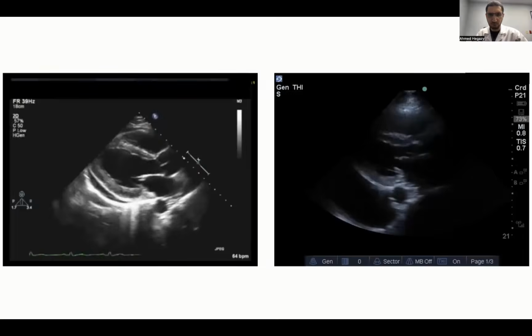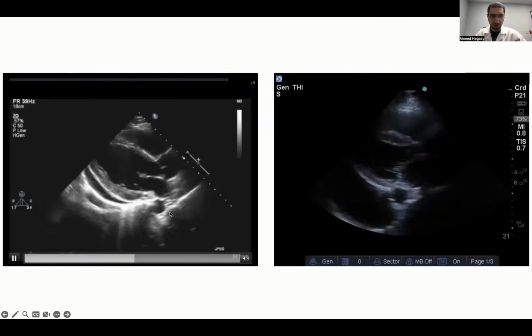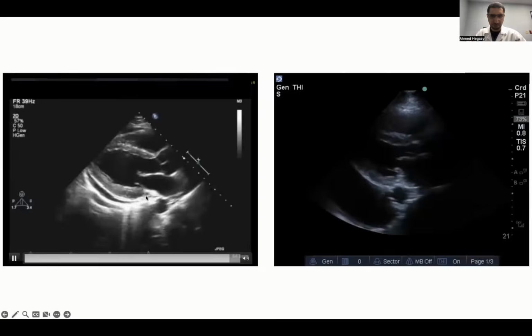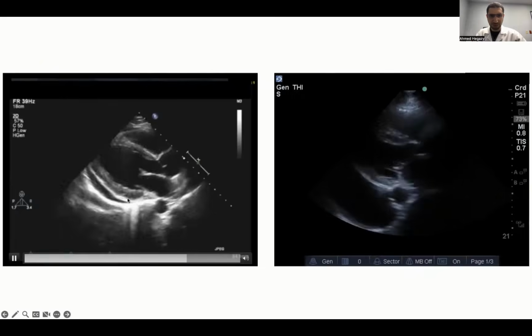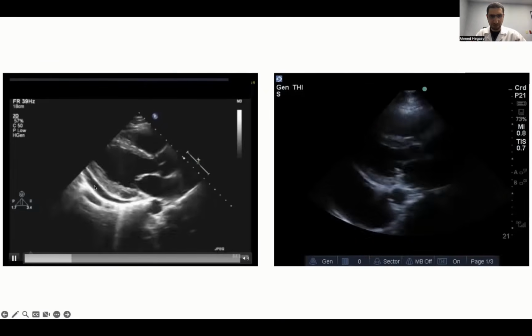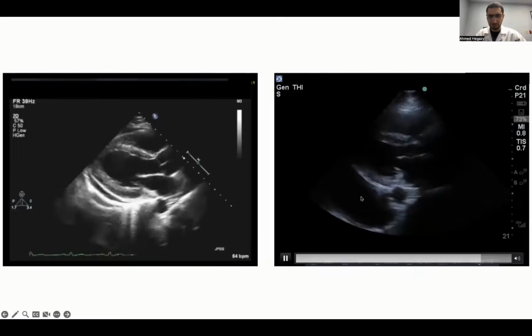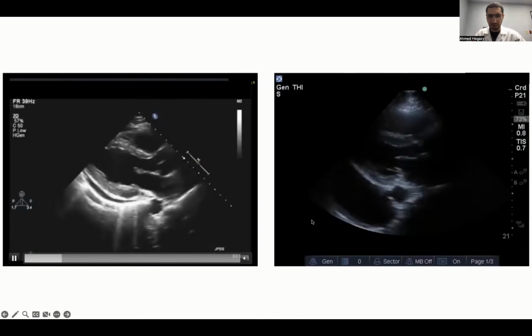Now here we see two parasternal long axis views. In the first image to the left, we see a fluid collection in the far field that is adjacent to the heart. In the image to the right, we see another fluid collection that is also adjacent to the heart. It's important to make a distinction between both fluid collections. The one on the left here is a pericardial effusion, and the one on the right is a left pleural effusion. Now, how do you distinguish between a pericardial effusion and a left pleural effusion?